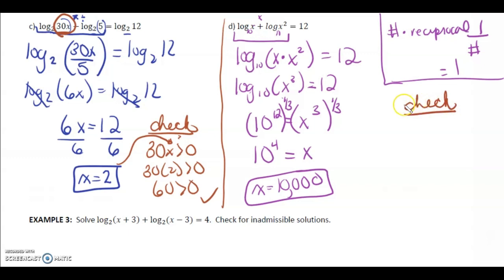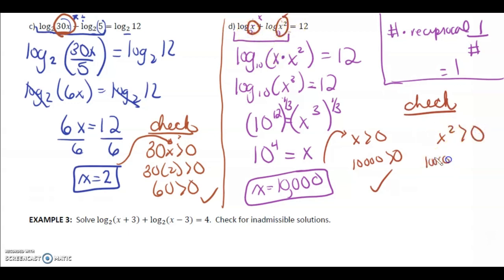For the check, every single time x occurs in the original question, I'm going to check. So I'm going to check that the argument x is greater than 0. Yes, 10,000 is greater than 0. Next, I'm going to check that x squared is greater than 0, because there are two different x values in the original. 10,000 squared is greater than 0. It's a number, and squaring it is positive. So that solution is valid as well.